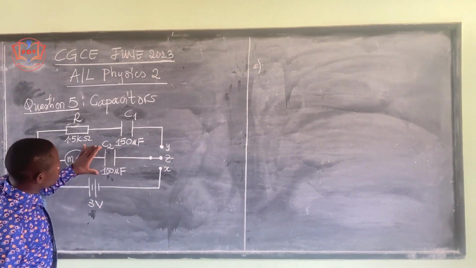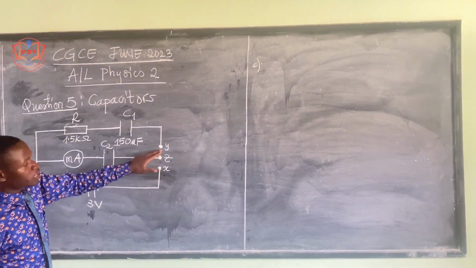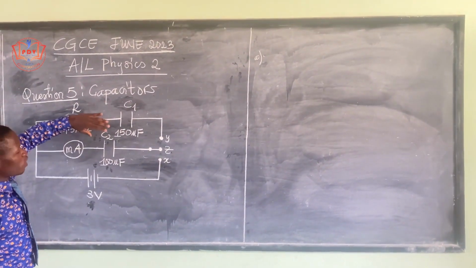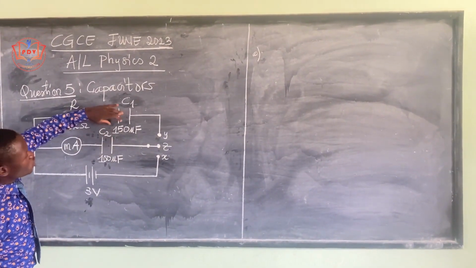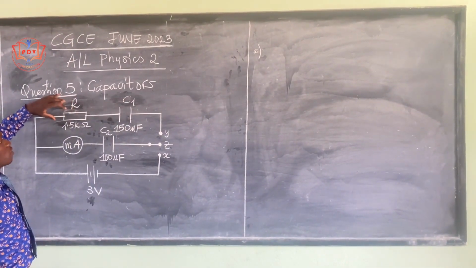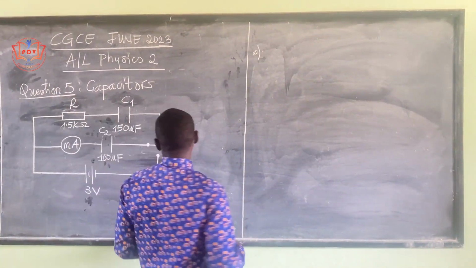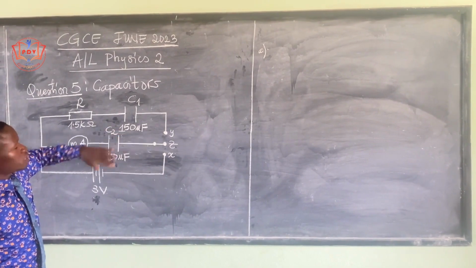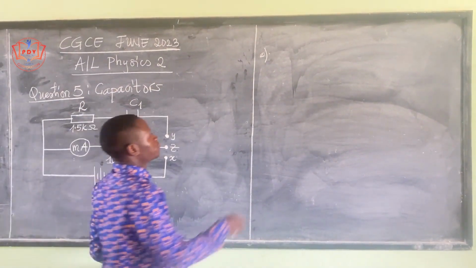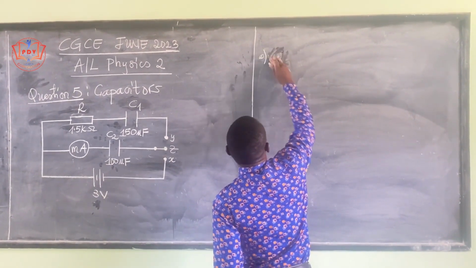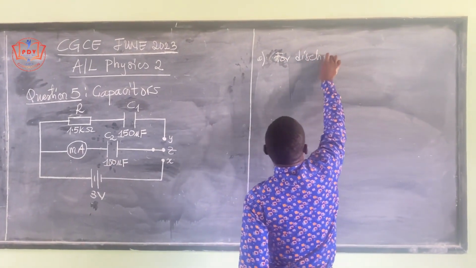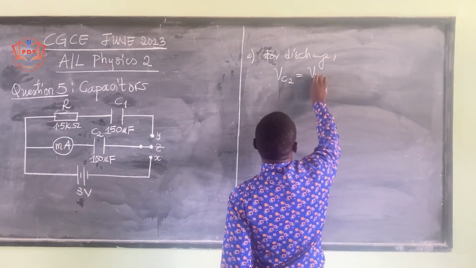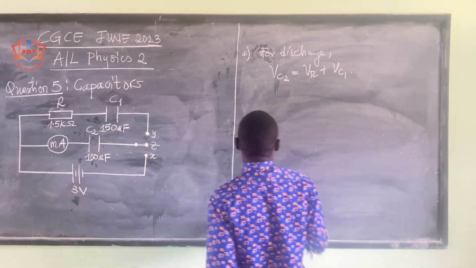Now, when C2 is fully charged, Z is moved from X to Y. At Y, C2 discharges. So here we have the discharging circuit. C2 discharges across C1 and R. So at any instant, when we move Z to Y, the PD across C2 is the same as the PD across R plus C1. So we say that for discharge, PD across C2 equals PD across R plus PD across C1.